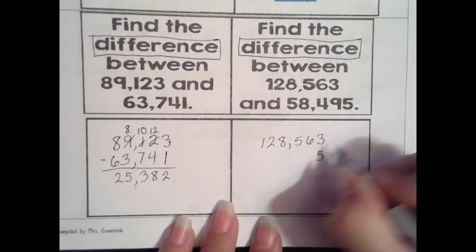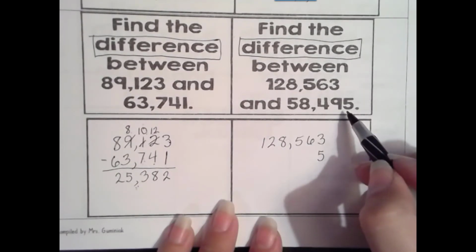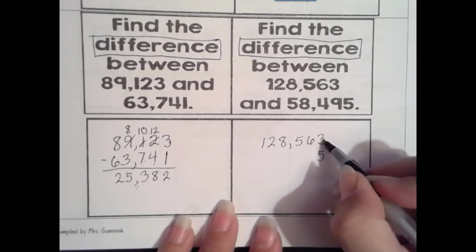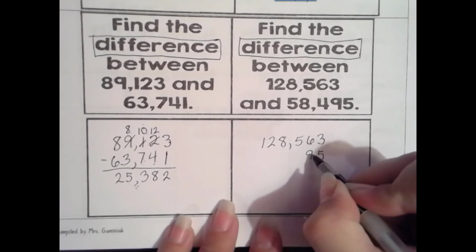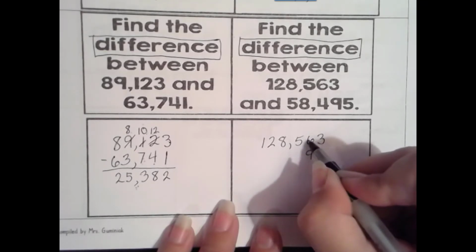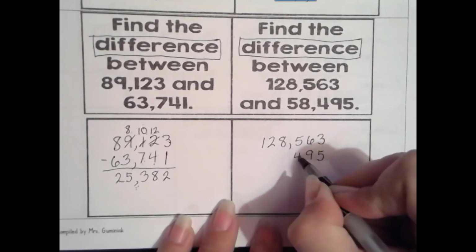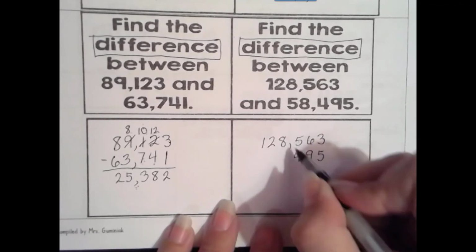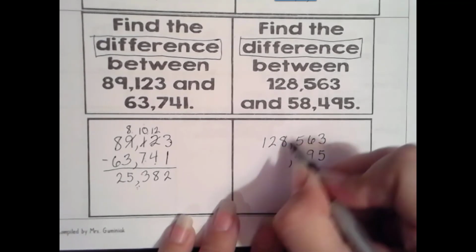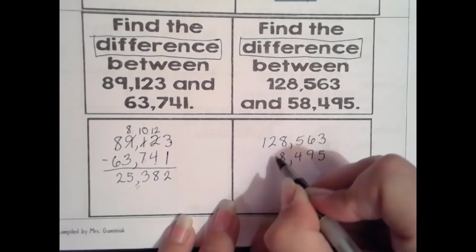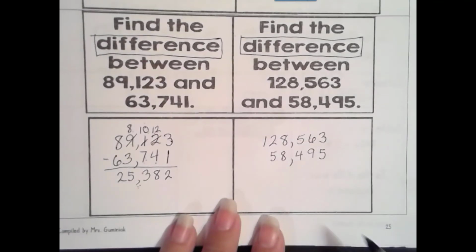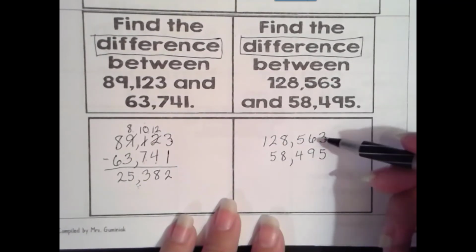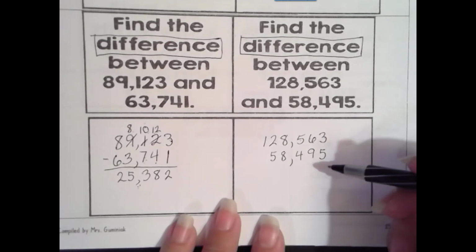So the 5 of my second number here, my subtrahend, needs to go directly under the 3. The 90 needs to go directly under the 60. The 400 needs to go directly under the 500. My commas line up. The 8,000 goes directly under the 8,000. And the 50,000 goes directly under the 20,000. We don't line up at the largest, we line up at the ones every time.